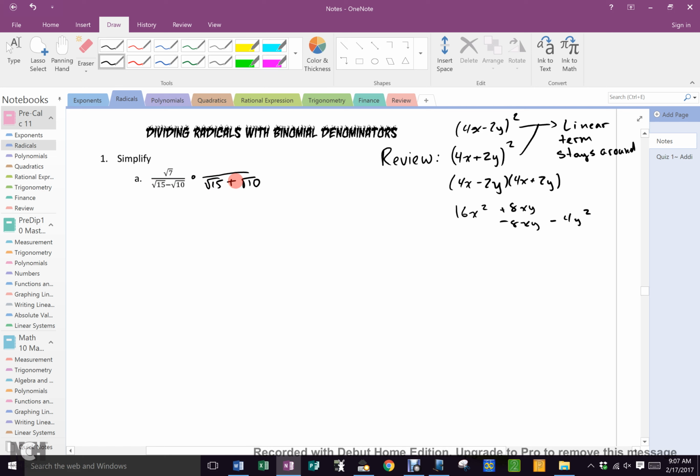Now, what do I got to put there to make sure that the middle term drops out? A positive. Why? Because I've got a negative here, and I need to make my linear term disappear. If I multiply this by a negative, I'm going to have root 150 and root 150 in the middle, aren't I? And that's no good, because I don't want any roots in the middle, or in the denominator of a fraction, correct?